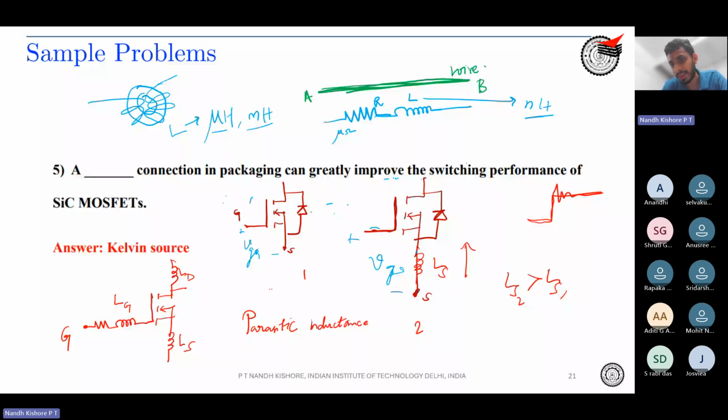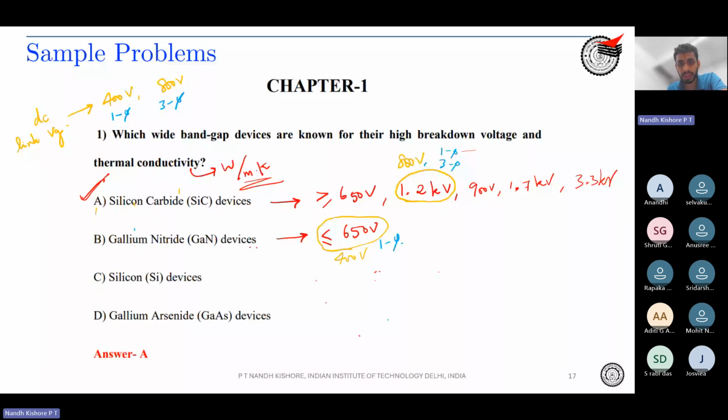And you can understand these dynamics are affected by RLC networks only, right? So you want LS, LD and LG to be as minimal as possible, as small as possible. They are parasitics. You don't want them ideally. So that is why what manufacturers give is... we will go back to the figure once again.